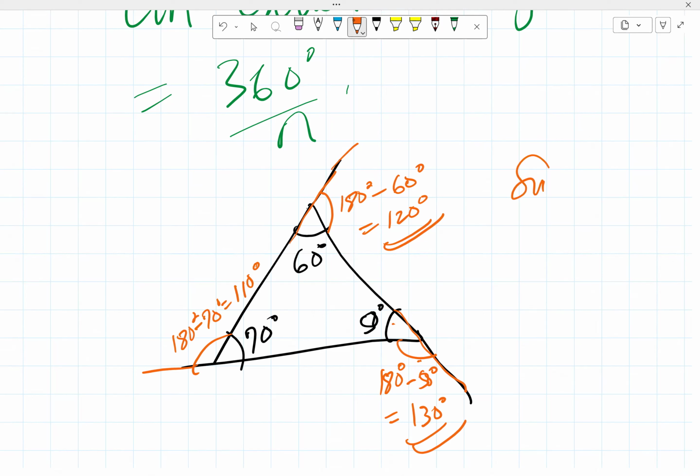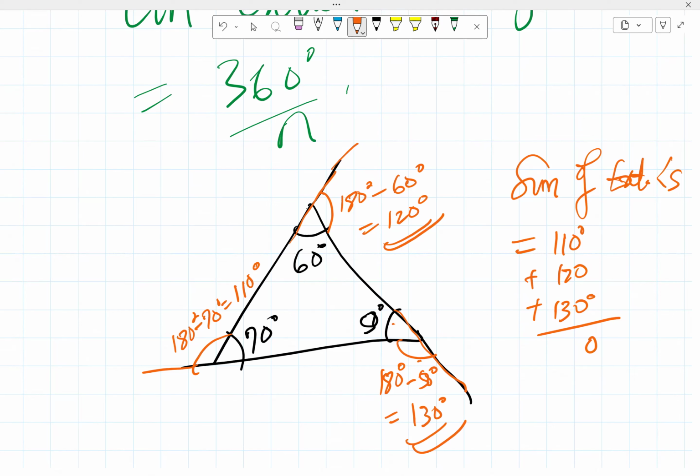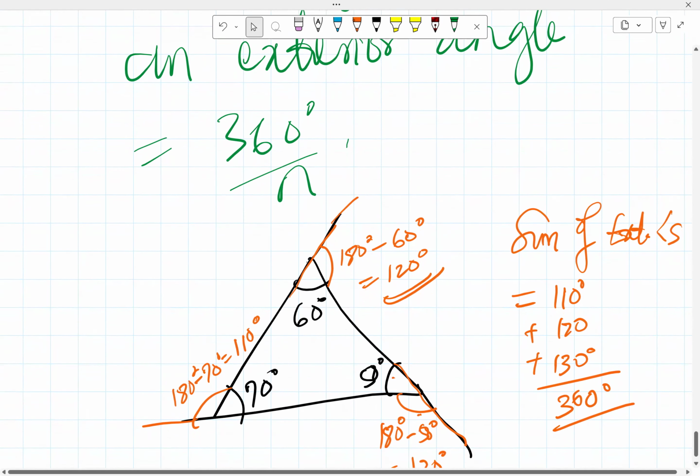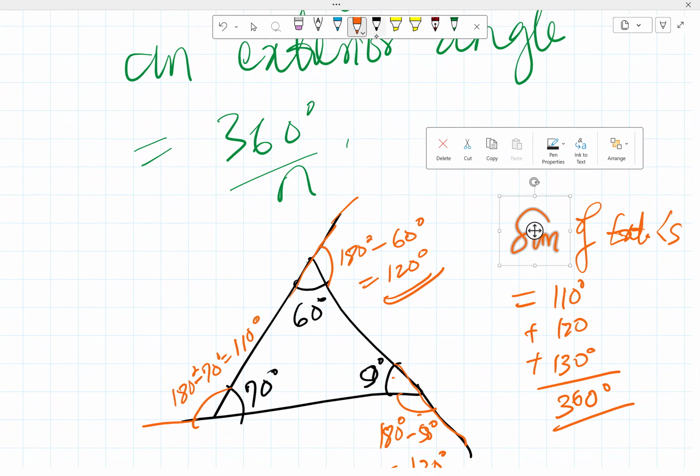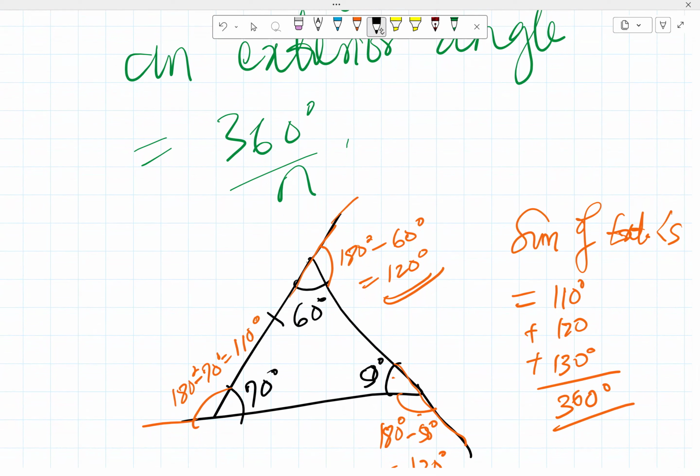So the sum of the exterior angles will just be 110 degrees plus 120 degrees plus 130 degrees. So add everything: you have 0 there, you have 6 here, you have 3. So you see, the sum of the exterior angles is 360 degrees. And this is for an irregular, an isosceles, no, this is a scalene triangle, right? Because if you look at this, this side is not equal to this side, is not equal to this side. So that's a scalene triangle.